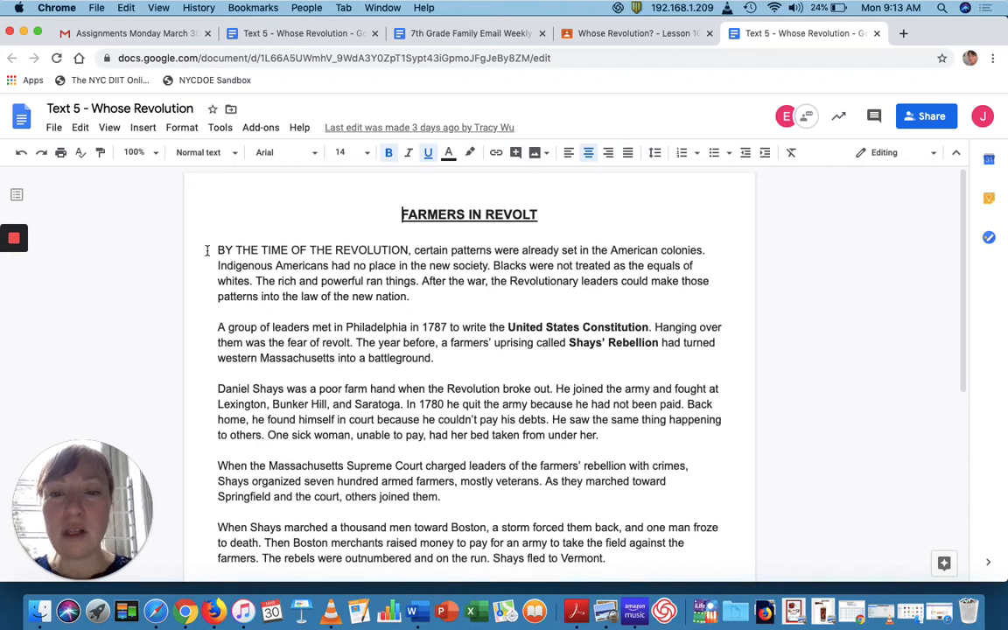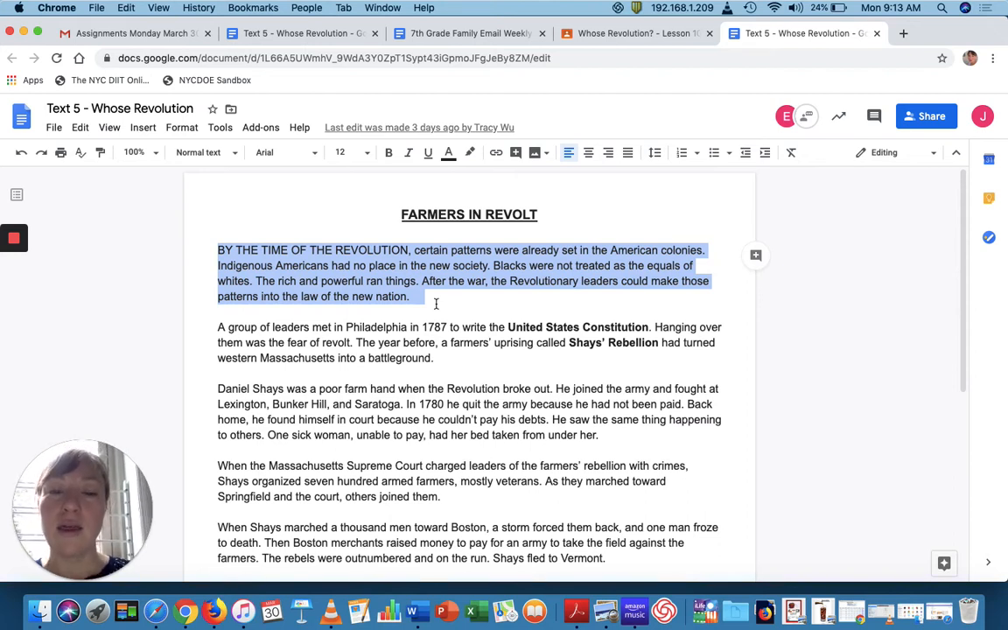By the time of the Revolution, certain patterns were already set in the American colonies. Indigenous Americans, so Native Americans, had no place in the new society. Blacks were not treated as the equals of whites. The rich and the powerful ran things. After the war, the revolutionary leaders could make those patterns into the law of the new nation.